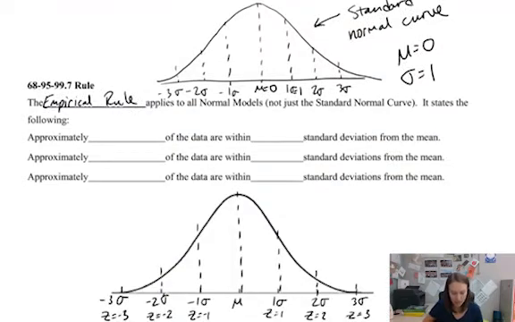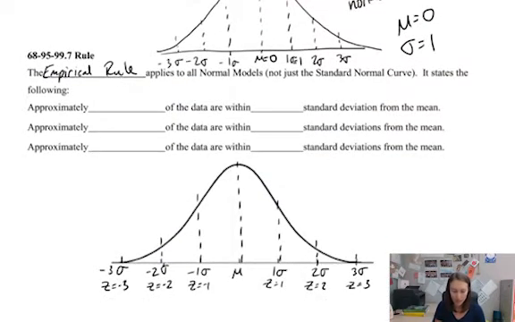All right, so let's get to this empirical rule. It applies to all normal models. If this doesn't apply to your model, then your model is not a normal model. Now, granted, in real life, not everything is going to be perfect or exact. So as long as the numbers are close to this, it's okay to call it approximately normal. We're going to see that a lot in this class.